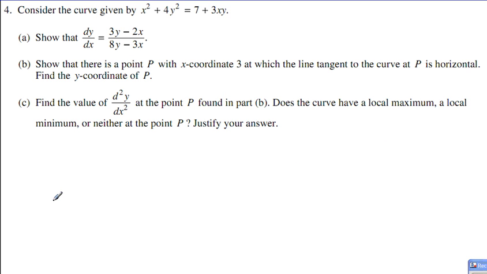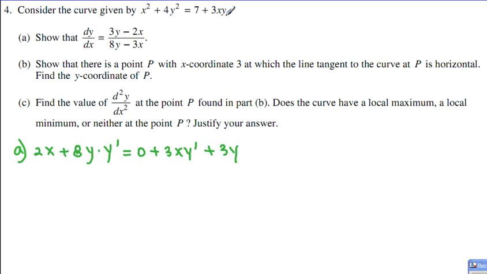Now, that's it. Number 4. Let us try to look into this question. We just have to show that when you take the derivative of y, dy over dx, we would have gotten this one. You can easily see that this one has an implicit differentiation. So let us try to get started. When you take the derivative of x squared, we get 2x. Second one, plus 8y times y prime, equals 7 becomes 0, and 3xy simply becomes 3xy prime plus 3y. That's the derivative of x. Okay.